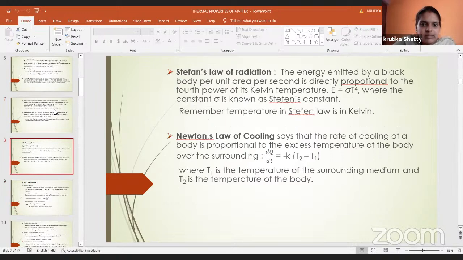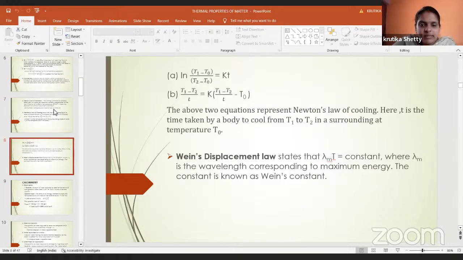So you can see this equation, if you want you can note it down, because we are solving questions based on this Newton's law of cooling. T1 and T2 are temperatures. T0 is the room temperature, small t is the time, K is the constant here. Then Wien's displacement law is given by lambda T is equal to constant. What is lambda? It is the maximum wavelength, and wavelength into temperature is constant. This is defined as Wien's displacement law.